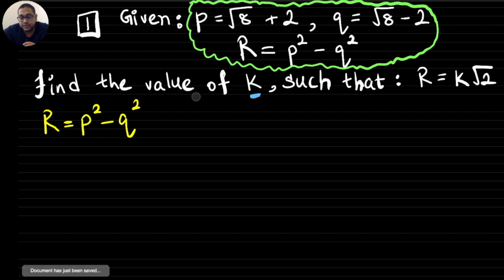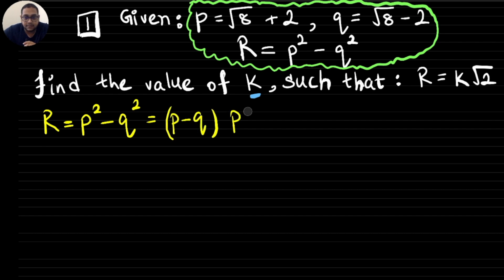First and foremost, you need to identify that p squared minus q squared can be written as p minus q multiplied by p plus q. This is a prime example of difference of two squares.